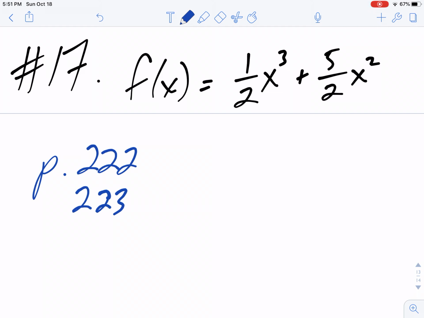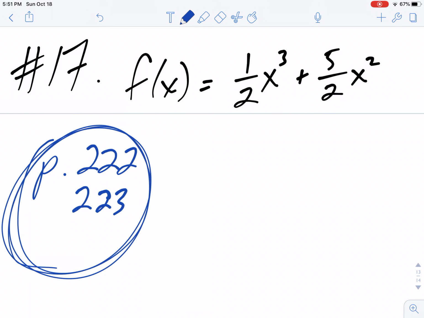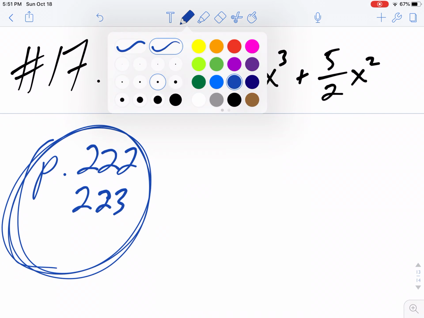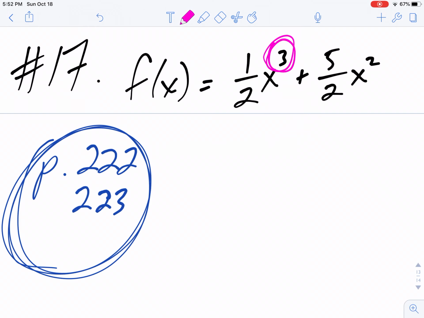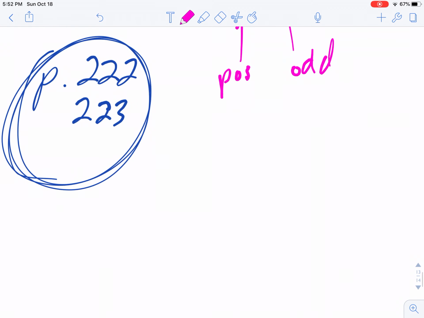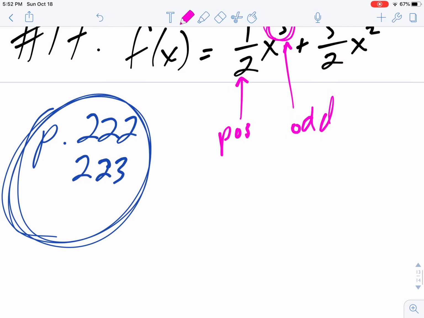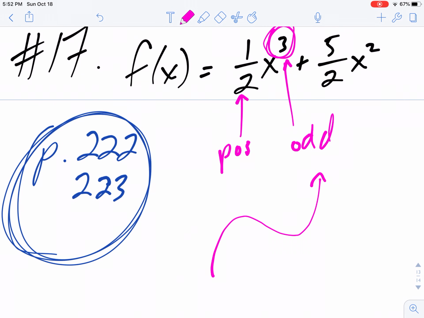However, if you're sitting there without a graphing calculator, you do need to have these rules in front of you or in your head somewhere. So this is an odd degree polynomial with a positive leading coefficient. So that tells us that our graph kind of looks like this.